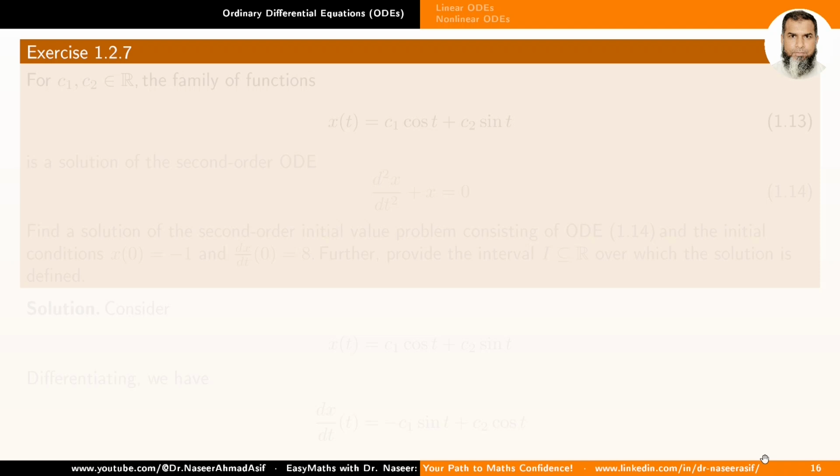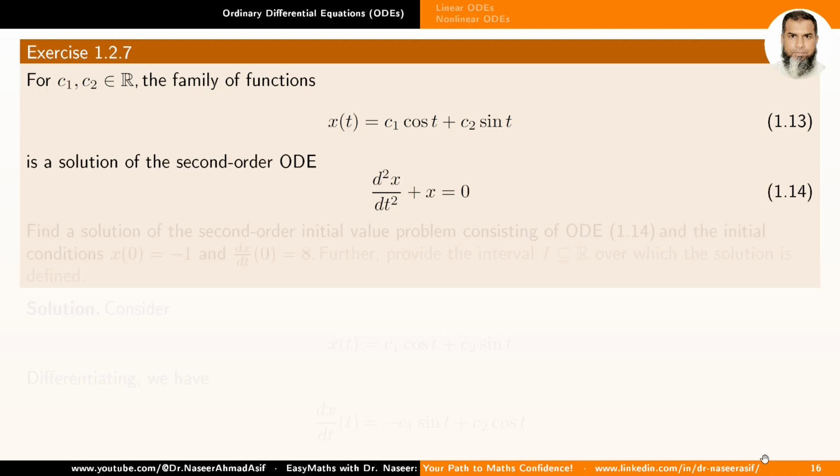Well, let's see another exercise. For C1, C2 belonging to R, the family of functions x of t is equal to C1 cosine t plus C2 sin t is the solution of the second order ODE d2x by dt square plus x is equal to 0.